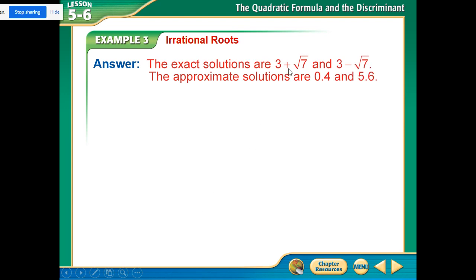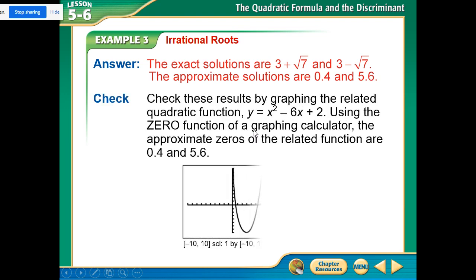So we have 3 plus square root of 7 and 3 minus the square root of 7. Now you can write it together. You could write it as 3 plus or minus the square root of 7. That would be fine if you want to separate it like they did. And then we can do an approximate solution. This approximate solution would have been what we would have gotten on our calculator, but it's not exact. These are the exact numbers, and we need those, or need to be able to find those. So it does cross twice, but at some decimals as opposed to integers.